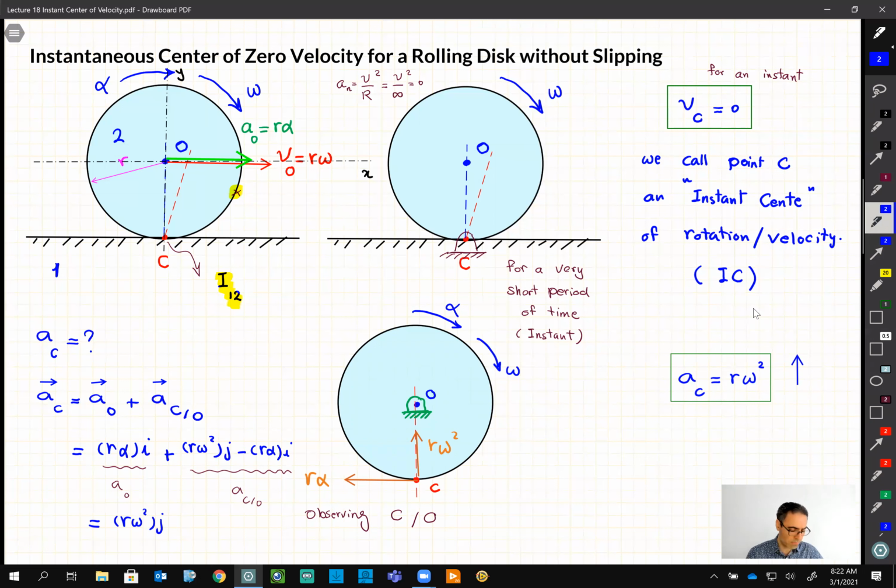Now I have a question for you guys. What if R omega squared is bigger than gravity? What will happen? Can you tell me? A disk is moving and omega is so large that if we multiply R omega squared, it becomes bigger than gravity. What will happen?